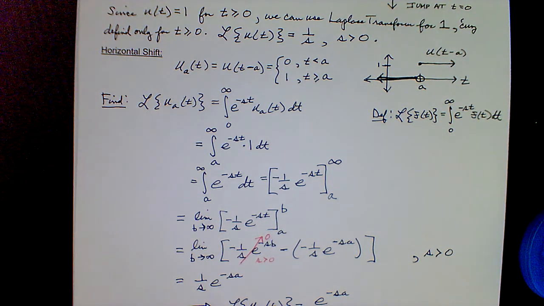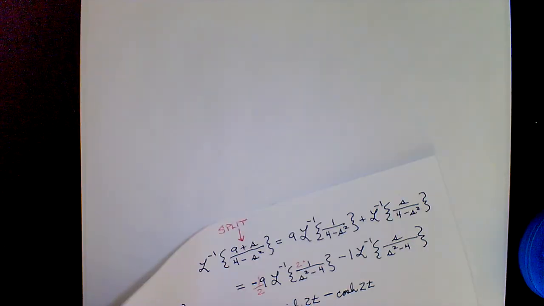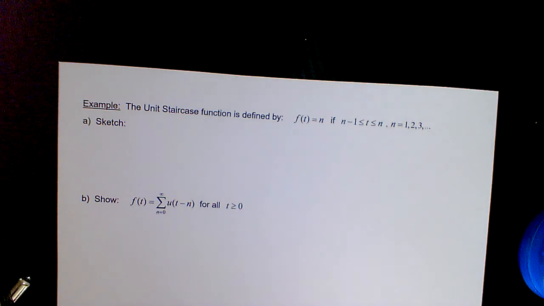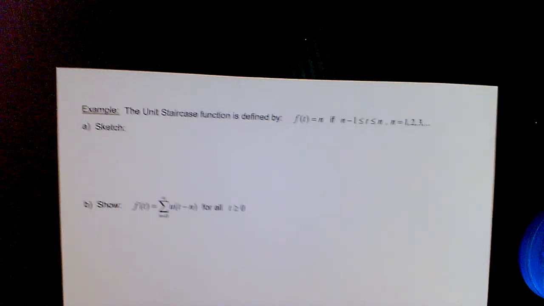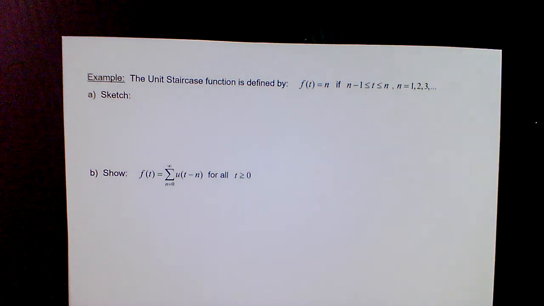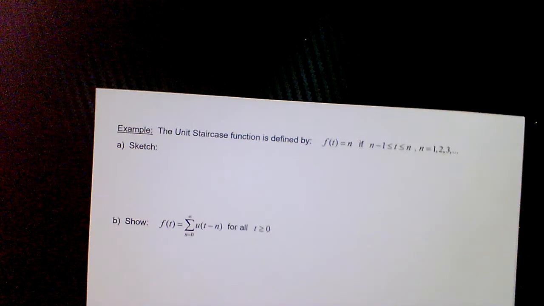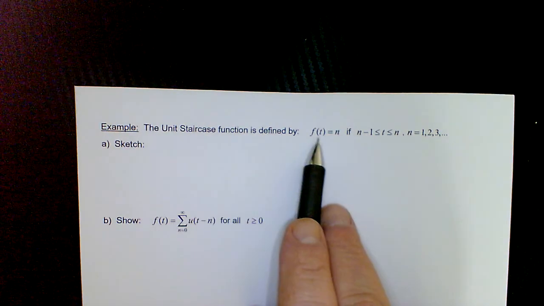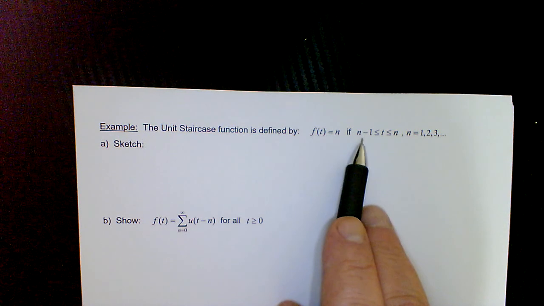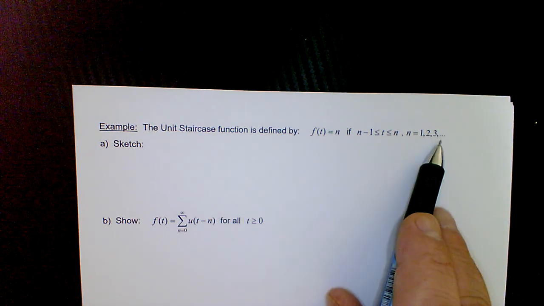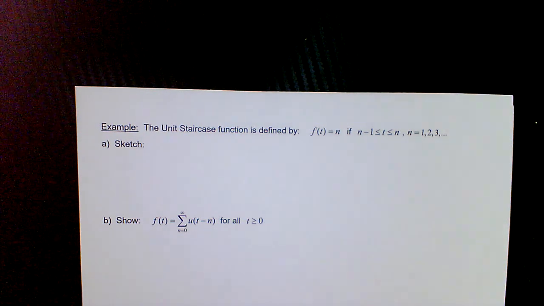Okay, so now we're going to use that result to solve a particular problem. I'm not going to give you anything like this on the test, but this is one of the problems similar to one of the problems in the homework. So this is what we're out to look at, the unit staircase function. This is defined by f of t equaling n, if t is between n minus 1 and n, for all positive integers n.